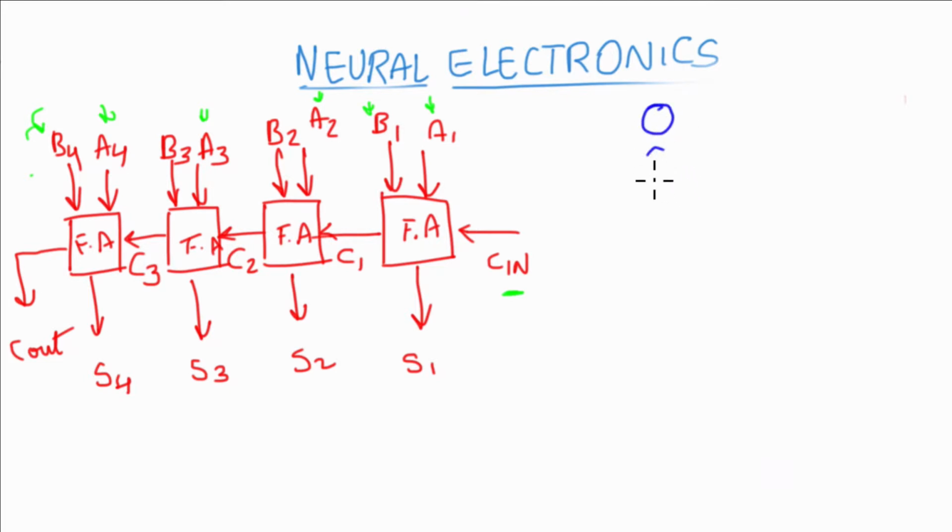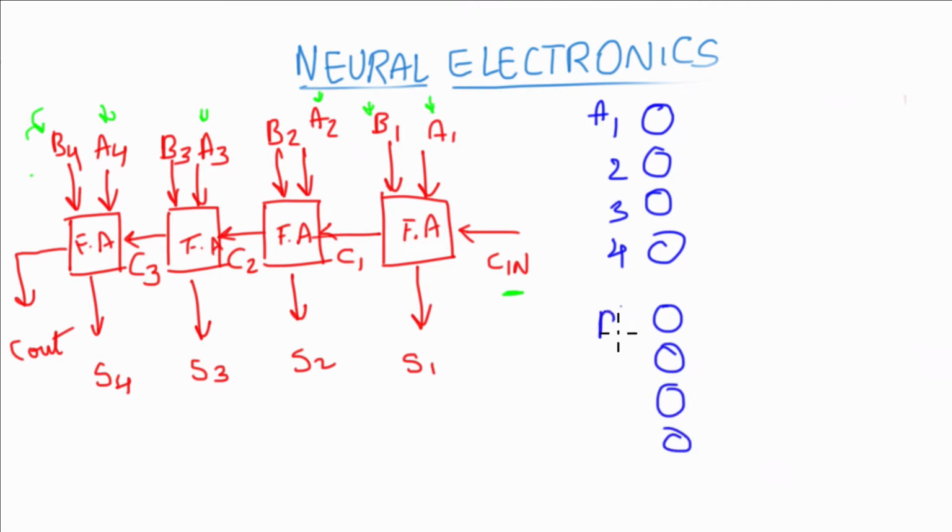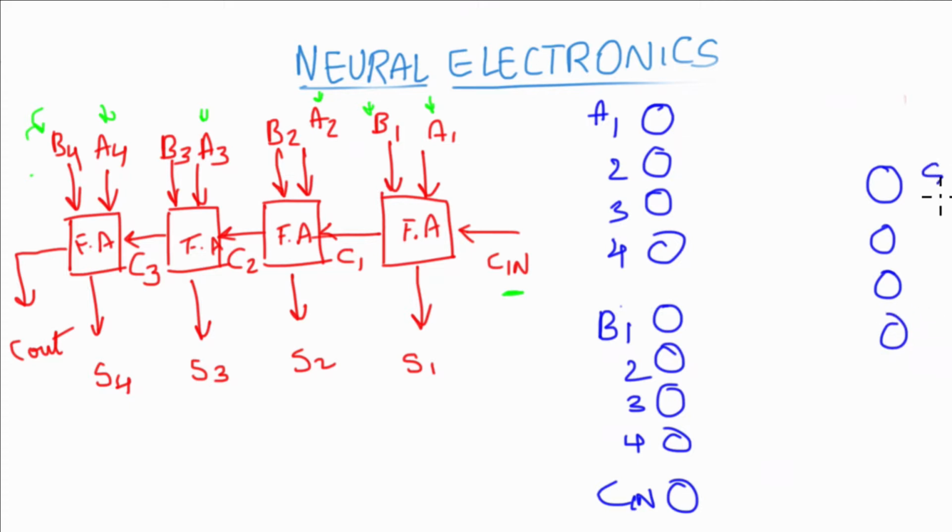So this is 1, 2, 3, 4. This is for our A, 1, 2, 3, 4. B, 1, 2, 3, 4, and our C. So this is our input layer, and we'll have one output layer. 1, 2, 3, 4, S, 1, 2, 3, 4, and a C out.